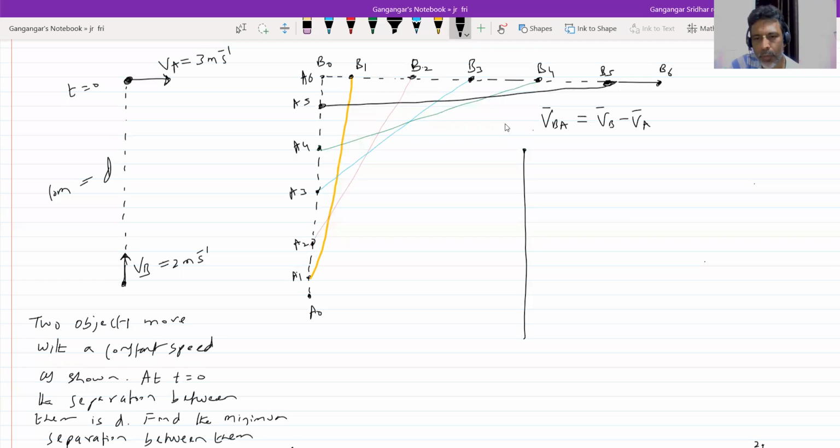I'll make it a situation like this. I'll solve this problem in a very simple way. You know, there's a distance of separation. There's a person A. I will find VBA. VBA, what direction will it come?